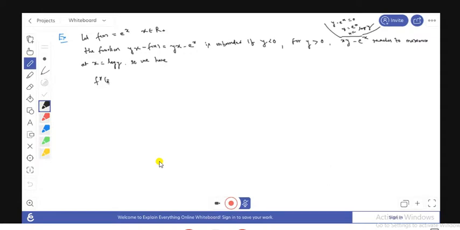So we have the conjugate function, that is f star of y, equals simply what is the value of this? f star y is yx minus e to the power x, and here we put the value of x, so this becomes y times log of y minus e to the power log of y, so this equals y log y minus y. Okay, so this is the value.